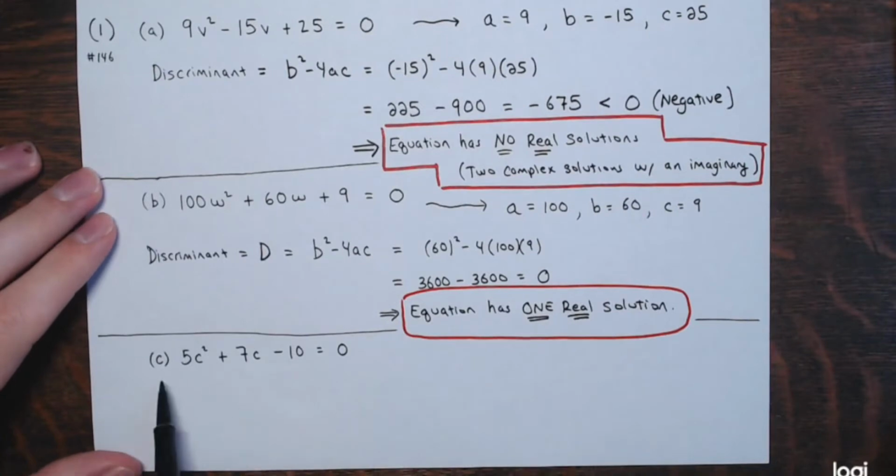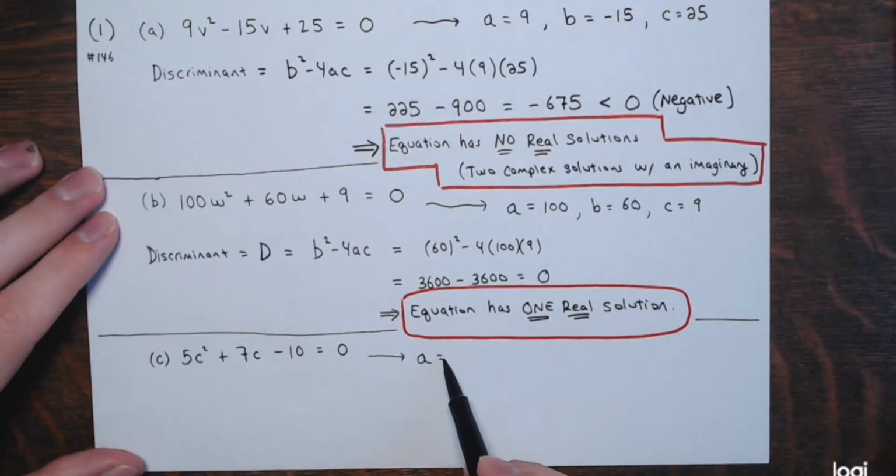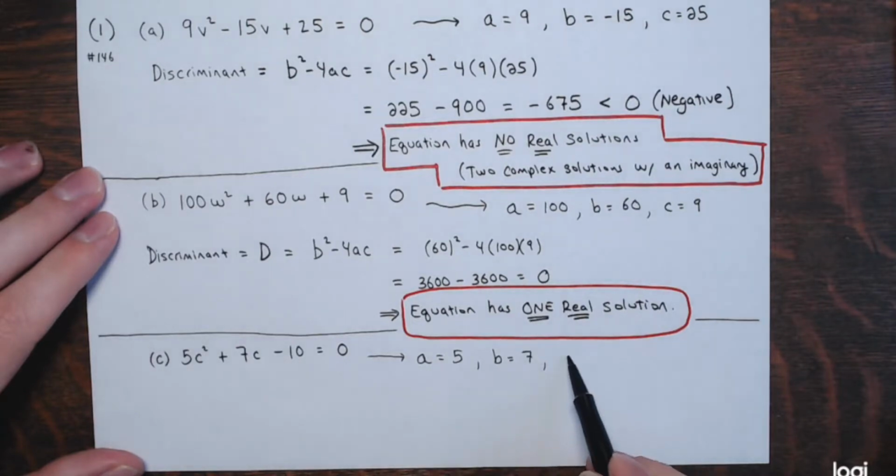Alright, and same thing for part C. The equation is already the way I want it: quadratic plus linear plus constant equals 0. So I'm going to identify the coefficients now, right? A is 5, B is 7, and C is negative 10, right? Don't forget the negatives.